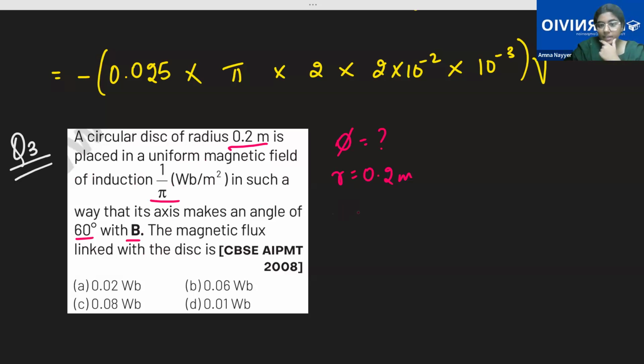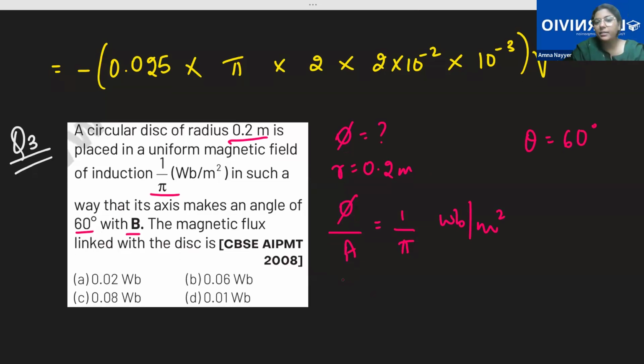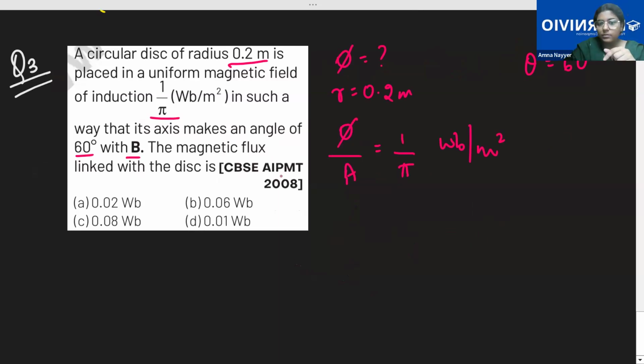Look at the unit: Weber per meter square is given to us. Weber is for the flux, divided by area, so this is Weber per unit area, given as 1 by pi Weber per meter square. Theta is 60 degree that it makes with the magnetic field. The magnetic flux linked with the disc is, see, magnetic field and area are given to us. Look, this is also a good question, though it's a very old question.